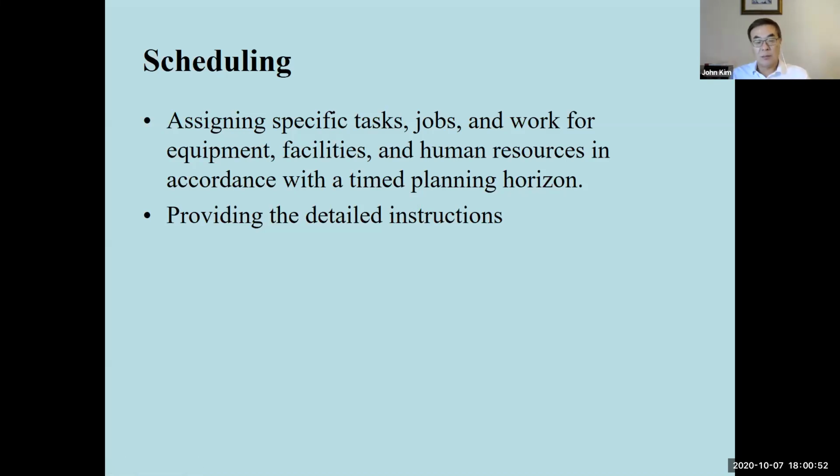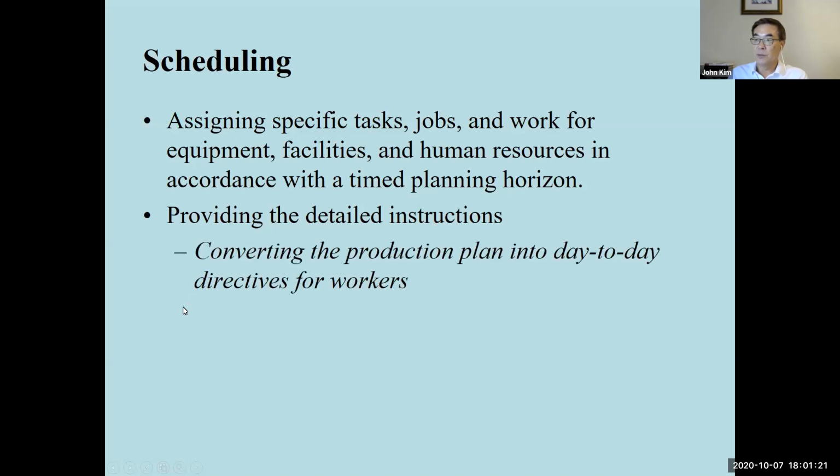So it's like next month's production plan is, say, 1,000 units. Then assign when, how many, who will do it, and which machine will do it. So assigning tasks in more detail, providing detailed instruction, converting the production plan to a day-to-day directive for workers, machines, equipment, and so on.